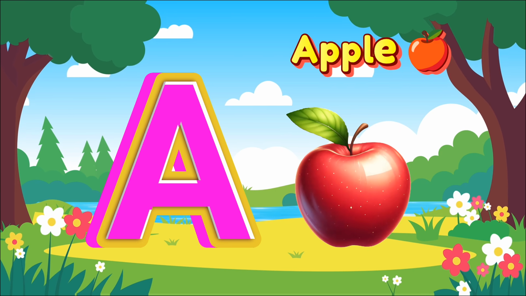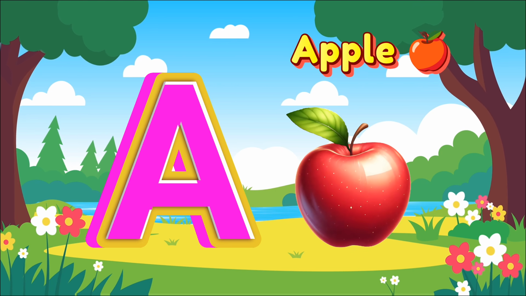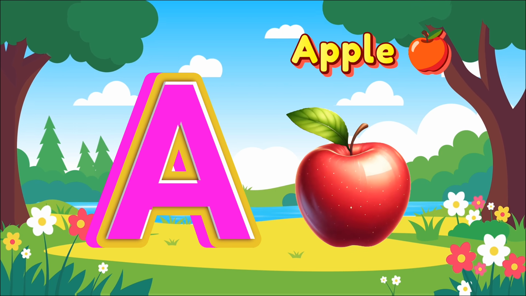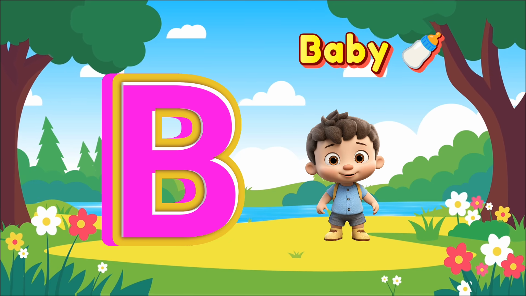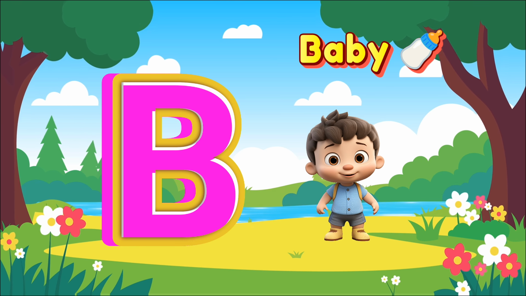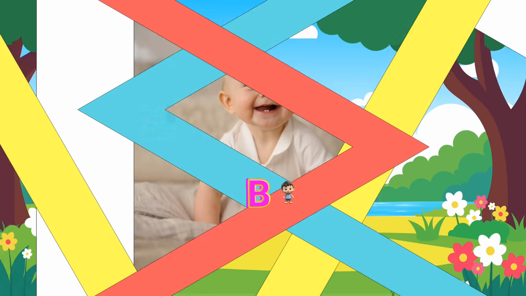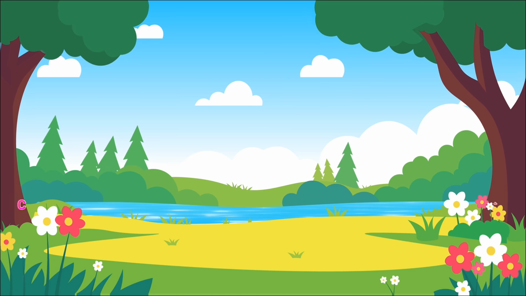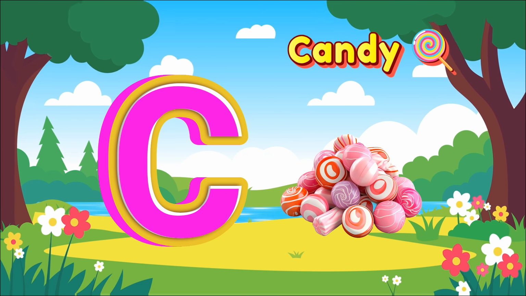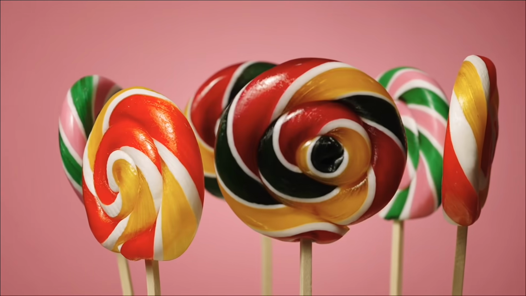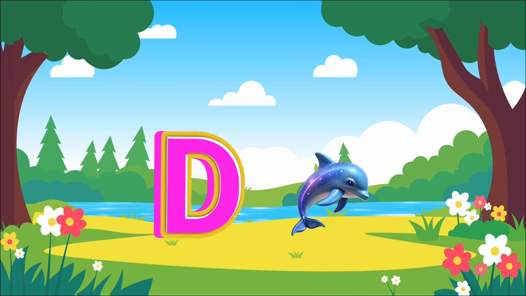A is for apple, apple, apple. Red apple. B is for baby, baby, baby. Cute baby. C is for candy, candy, candy. Sweet candy.